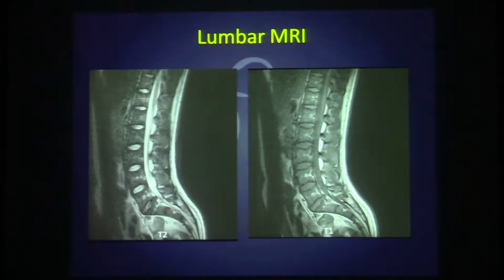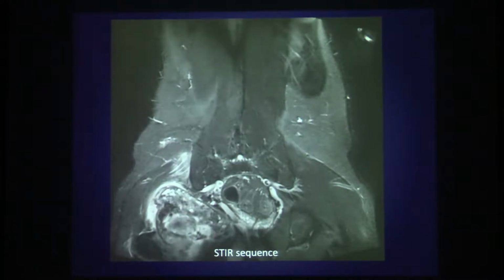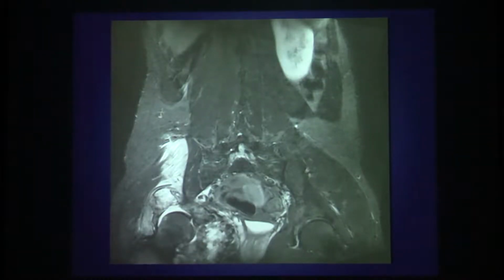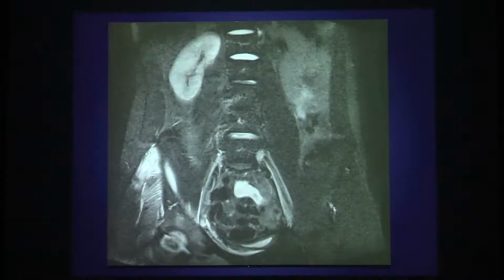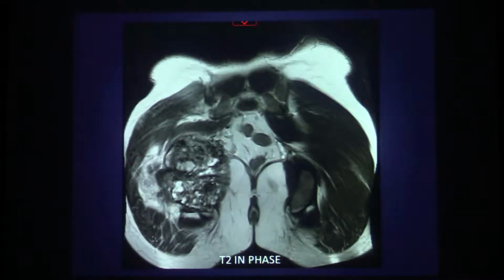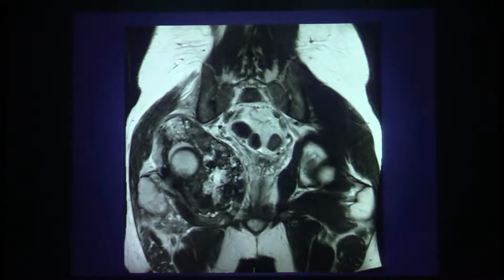On sagittal plane, he had a little disc herniation, but we also performed the De Sèze magnetic sequence, and we saw this mass. So there was a big mass on the right ischium. This is a STIR sequence. On T2 also we can see this mass.